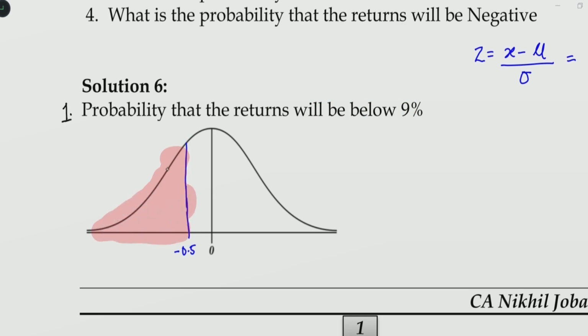So we want which area? We want the area from z equal to minus 0.5 to the extreme left, correct? To the extreme left. We want this area. How do you find this area? There are two different ways.